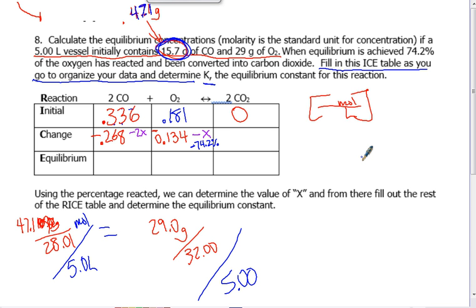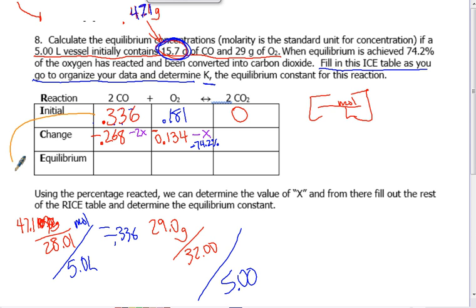So what did I do with this 47.1 grams? What did I do with the grams first? Converted it to moles, and then I divided it by how many liters? 5 liters. That's where this 0.336 came from. That was right here. I have it already written on the board. 47.1 over the molar mass over 5 equals 0.336. That is the initial value.